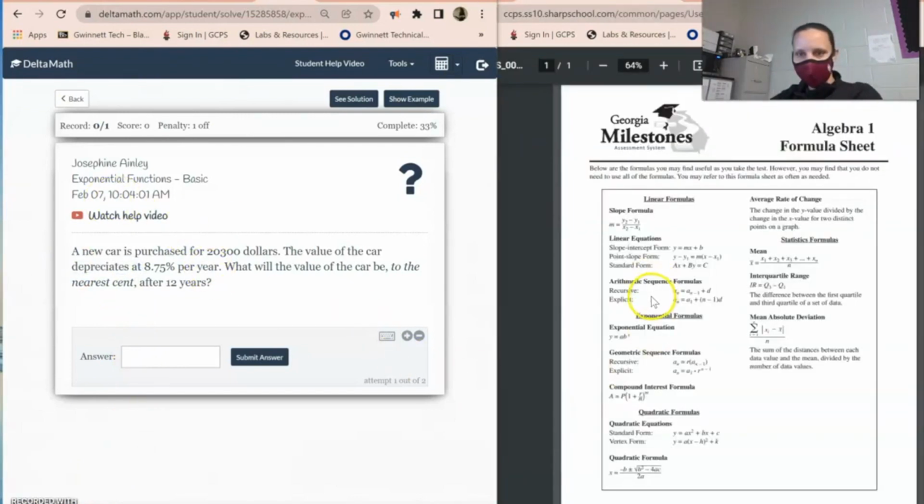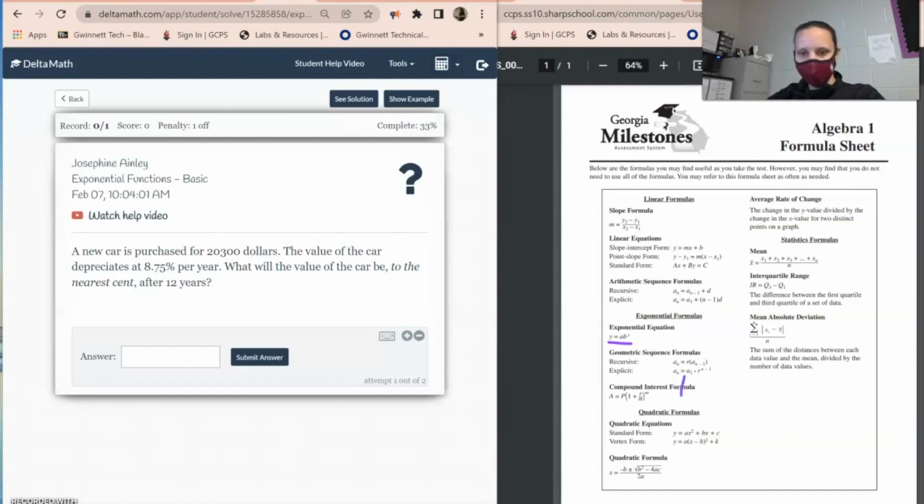All right, now I did pull up the formula sheet. So this is exponential functions. So I come to exponential equations, and this is that equation right there. The only thing is, though, they don't tell you what these numbers mean. A is what you start with. B is your growth or decay. X is time.